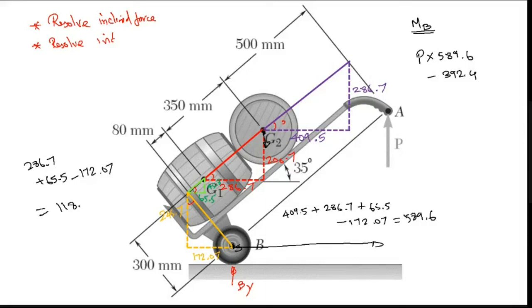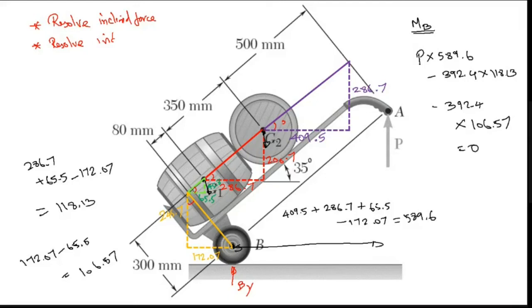What is the value? 118.13. Minus again 392.4 for this force, which is just on the opposite side: 172.07 minus 65.5. Why I am putting the opposite side doesn't matter, because I don't want negatives. It should be a positive distance value; we need only differences. So that is 106.57, and this is equal to 0.